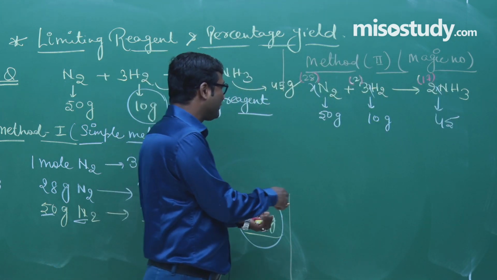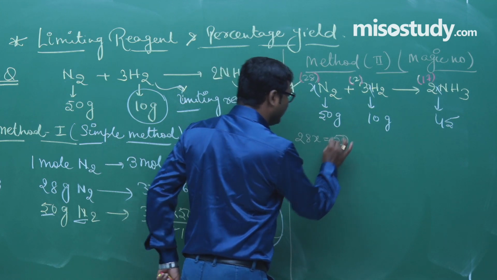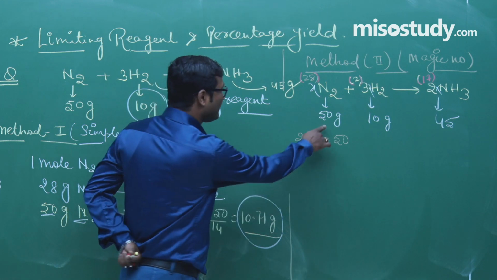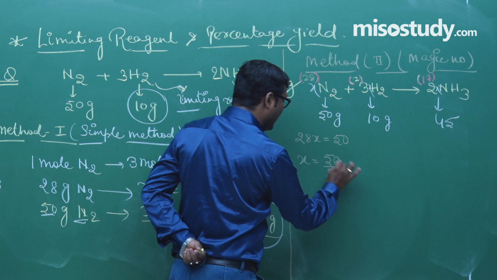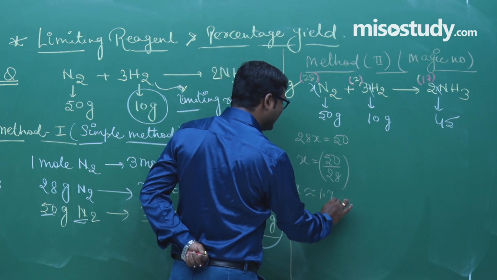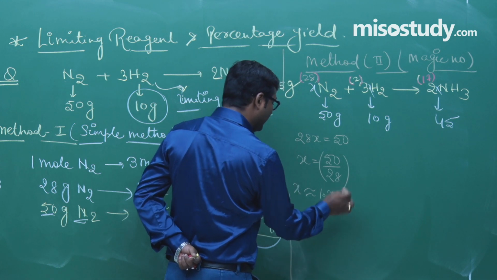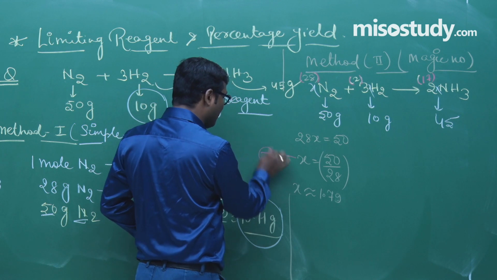Now, we know what to do. Put here 28x is equal to 50. Am I right? This is 50. Balance. x is equal to 50 upon 28. This is the value, around 1.79. That is, this is the magic number first. Mark it as magic number 1.